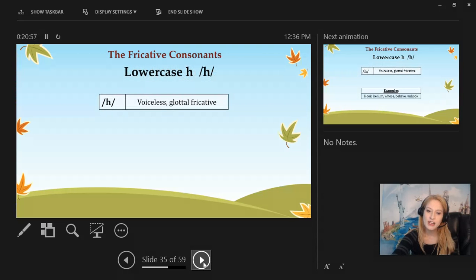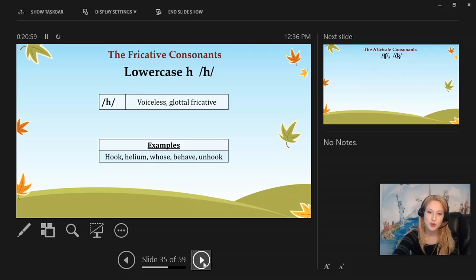Next, we have the lowercase h, which is voiceless, and this is the only glottal fricative. So it's the h sound. Hook, helium, whose, behave, unhook.